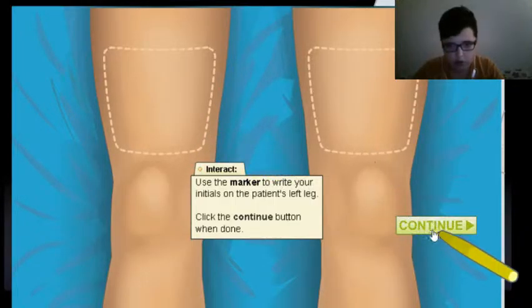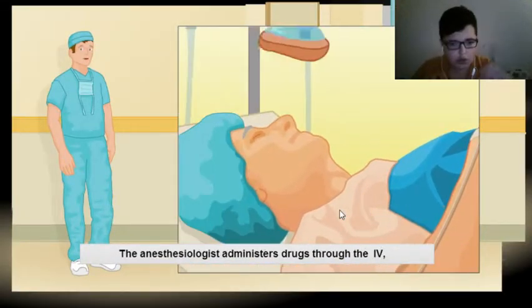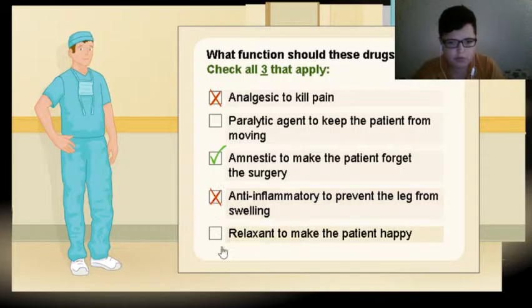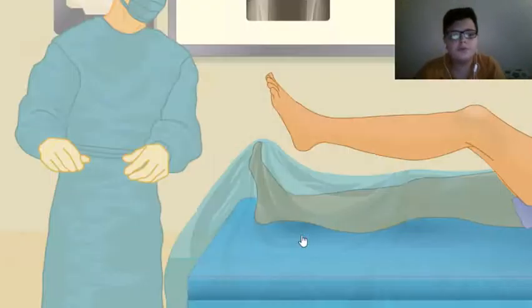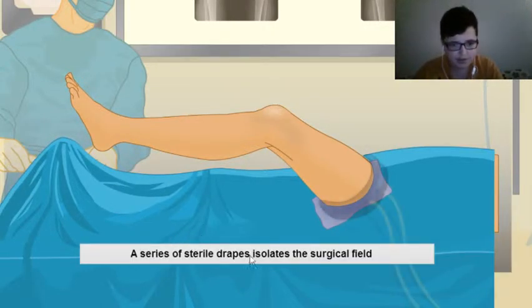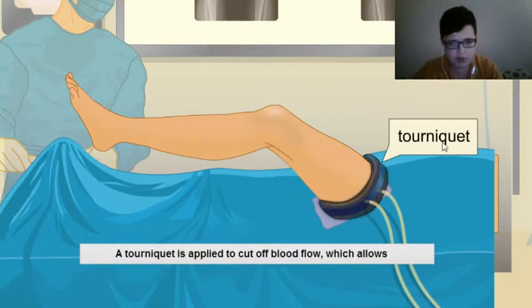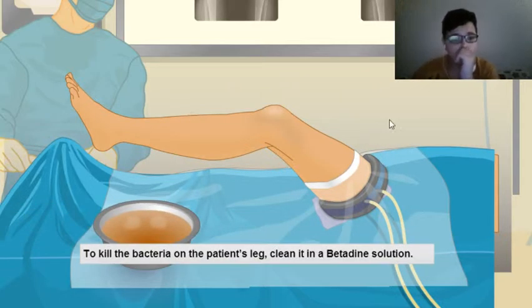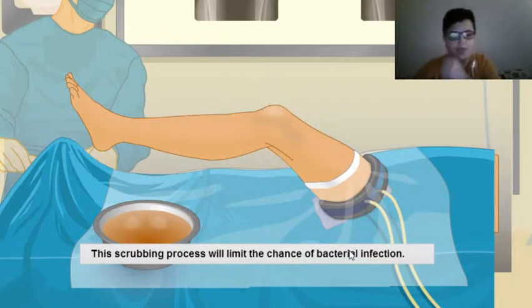The anesthesiologist administers drugs through the IV and through a mask over the patient's face. What function should these drugs perform? Fantastic. After the patient is unconscious, and before the first incision is made, we need to establish a sterile field around the surgical area. A series of sterile drapes isolates the surgical field from the rest of the patient's body. A tourniquet is applied to cut off blood flow, which allows a clearer view of the surgical field during surgery. To kill the bacteria on the patient's leg, clean it in a betadine solution. This scrubbing process will limit the chance of bacterial infection.